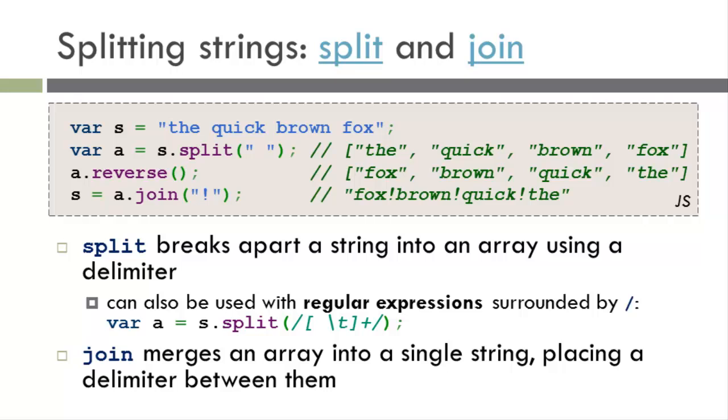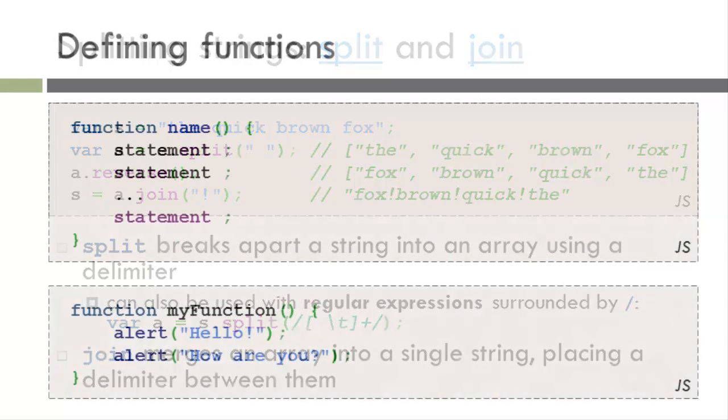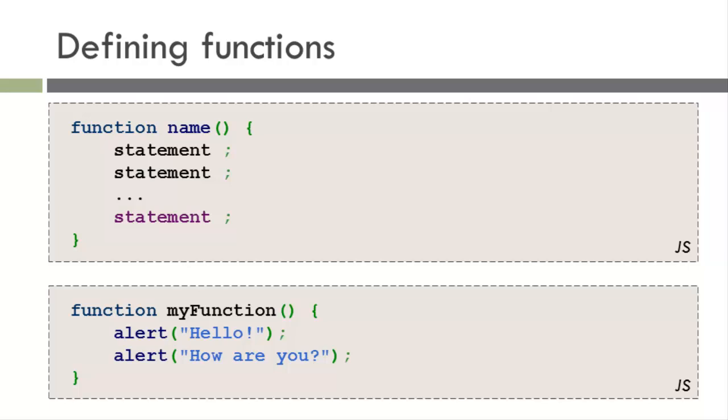Strings can be split at a particular delimiter and stored in an array. Once in an array, they can be manipulated in a number of different ways. To merge an array into a single string, placing a delimiter between the elements, you can call join. Since JavaScript is an event-driven language, most of the work happens in a function. Once the function is called, usually through an event of some type, the code is then executed.